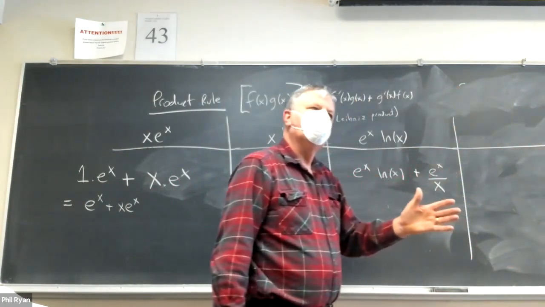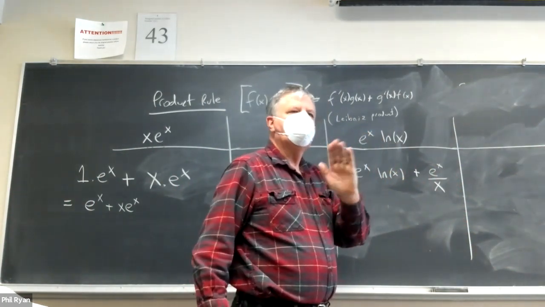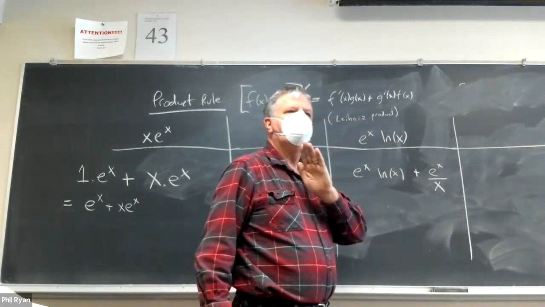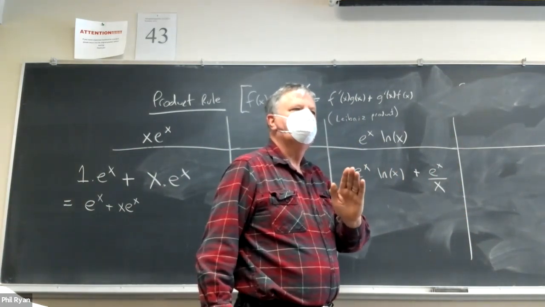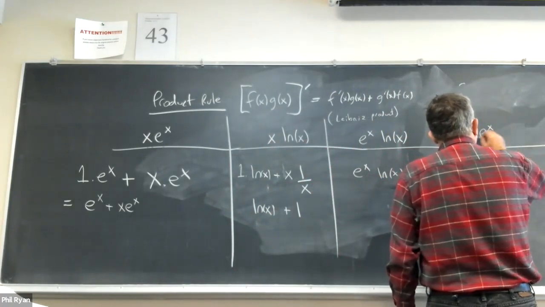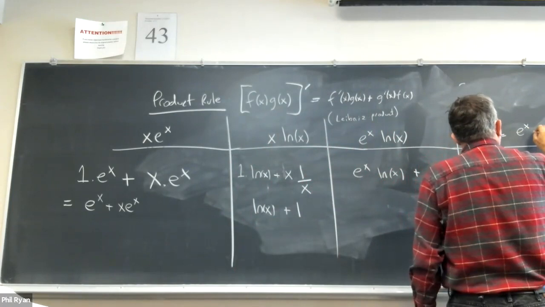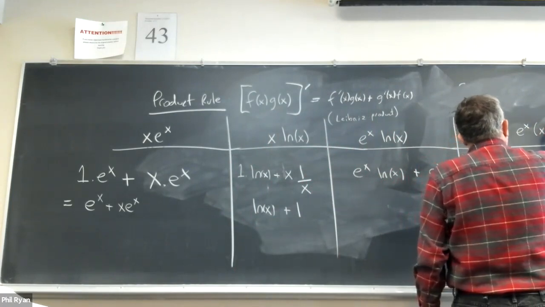Next, we're going to do the quotient rule, but the quotient rule is a little bit obsolete because you can always think of a quotient as a product, right? So let's do e to the x over x by thinking of it as e to the x times x to the minus 1.